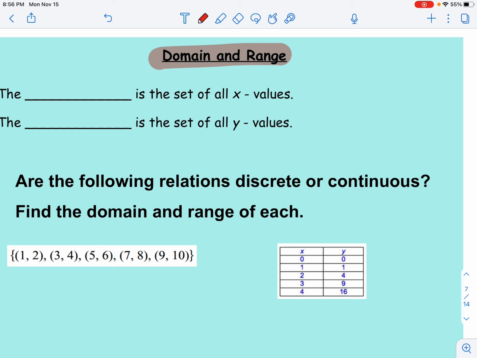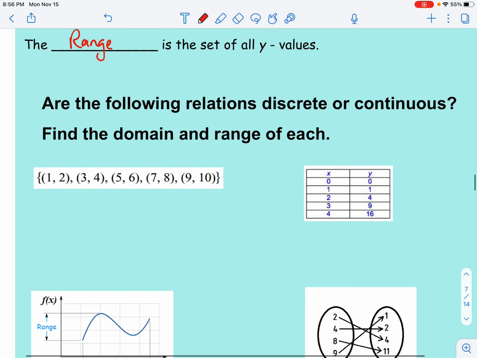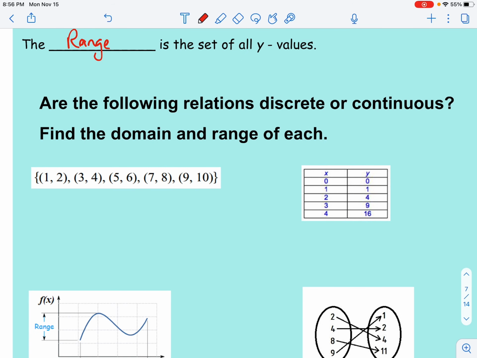The domain is the set of all x values. The range is the set of all y values. They're just synonyms for one another. All the x values of a relation are called the domain. All the y values are called the range. So find the domain and range of each. Don't worry about discrete or continuous for now. Find the domain and range for each.